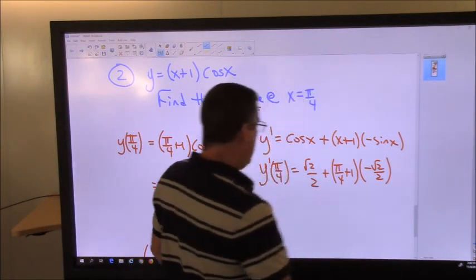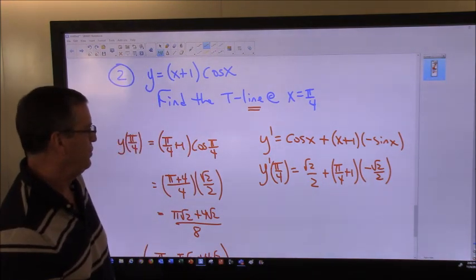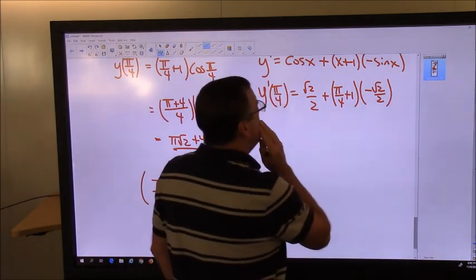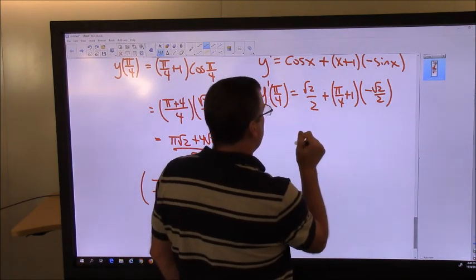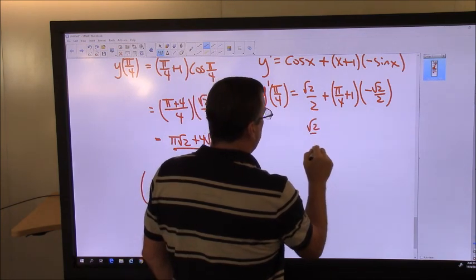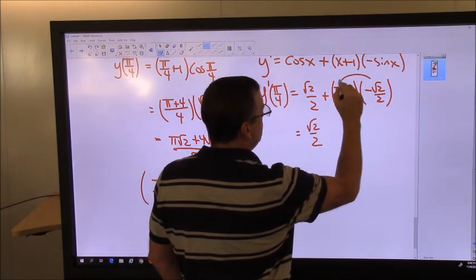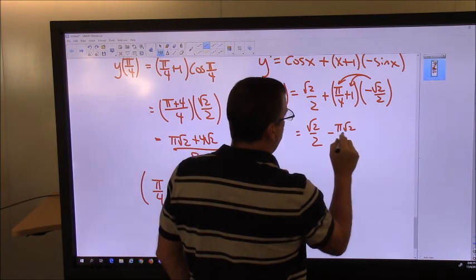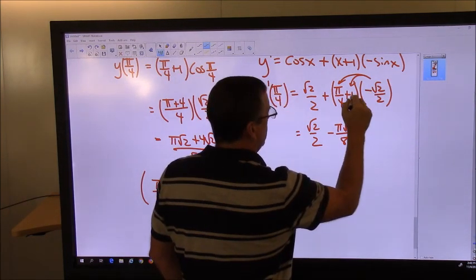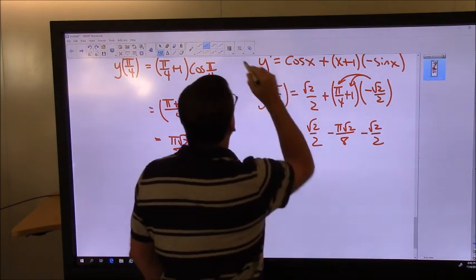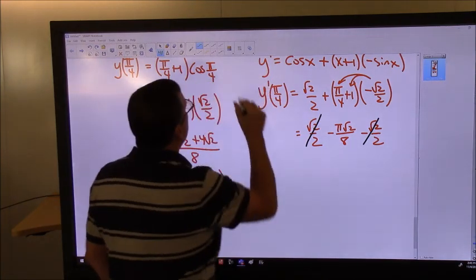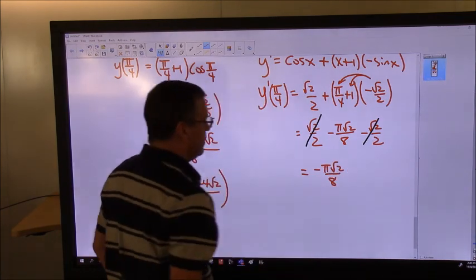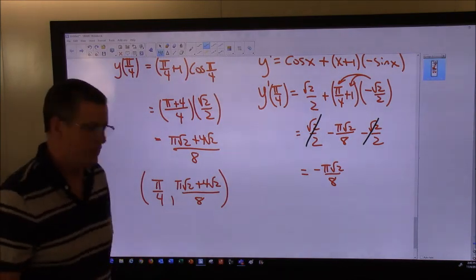This is, well, actually, no. It does simplify a little bit, but it's still kind of messy. So let's see, I'm going to do this. Oh no, this actually might be kind of nice. Root 2 over 2. And I'm going to distribute this to each of these. So I'm going to get a negative pi root 2 over 8. And when I multiply here, I'm going to get a negative root 2 over 2, which means those add up to 0. And so there's my slope, a negative pi root 2 over 8. And we're trying to find the equation of the tangent line.